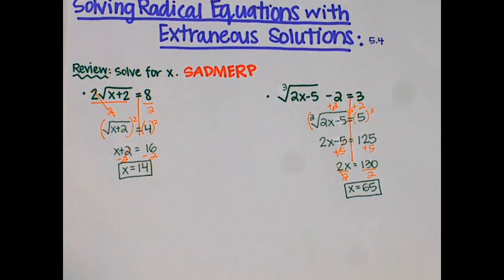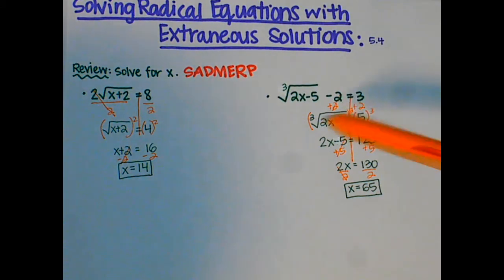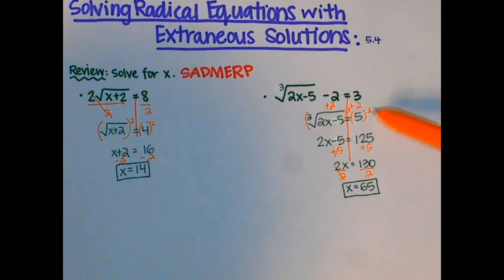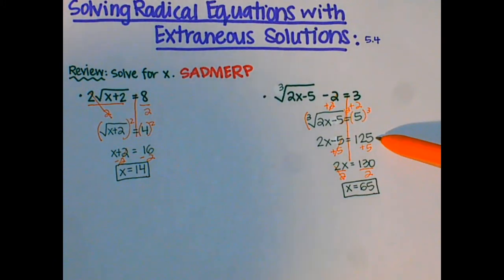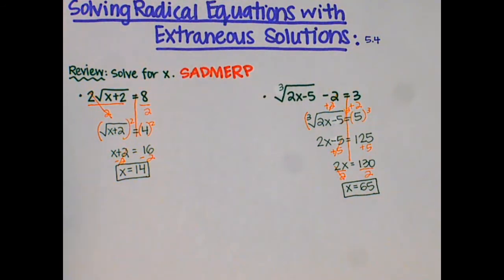Okay, so you should have gotten x is equal to 65. You start off by eliminating that minus 2. Now to get rid of the third root, you need to raise it to the power of 3 on both sides. That gives you 125. Add the 5 divided by 2, and you should get x is equal to 65.